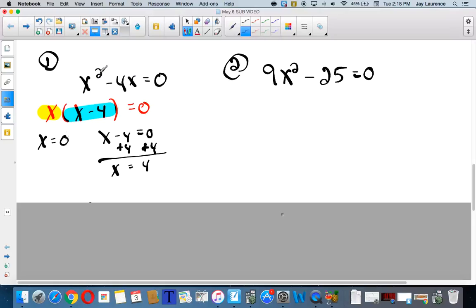You can test it, put 0 in here, you get 0 squared, minus 4 times 0. Well, that's 0, right? And if I put 4 in, I get 4 squared, which is 16, minus 4 times 4, which is 16. 16 minus 16, it equals 0. There you go. There's your two answers.